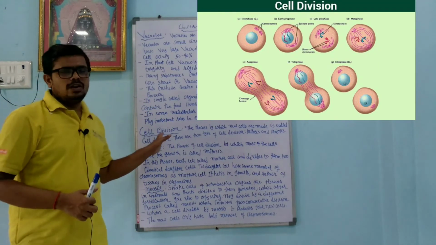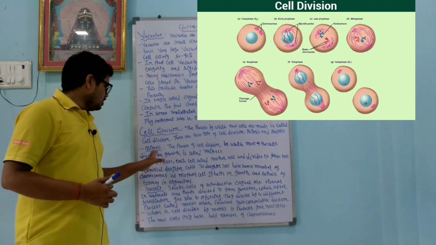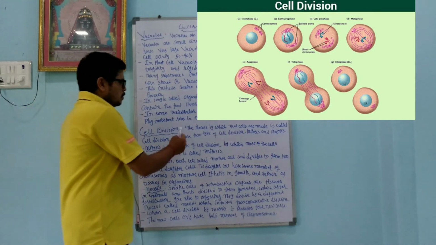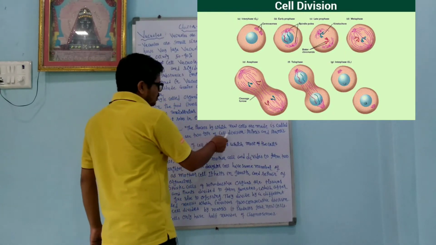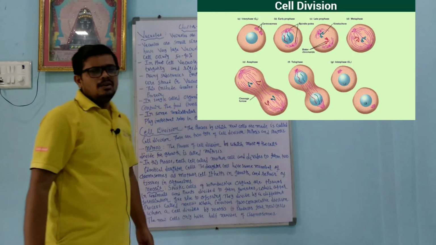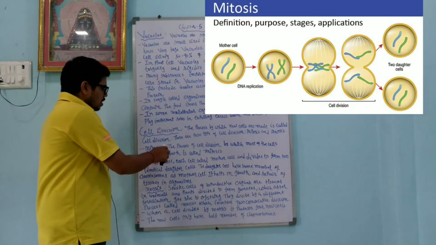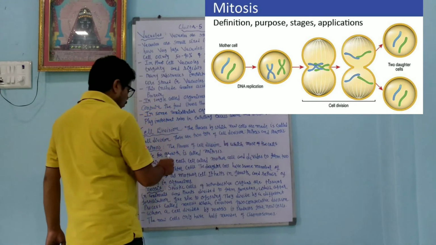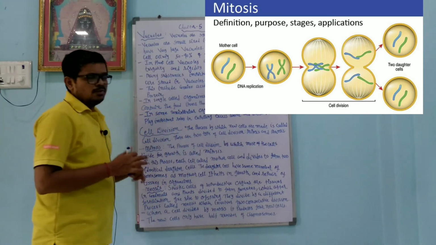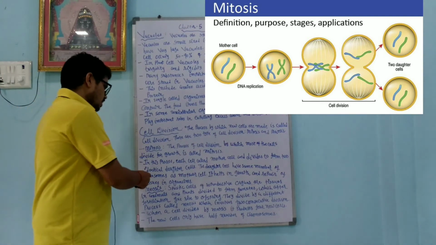Dear students, we are going to learn about cell division, and cell division is of two types. One is mitosis and the other is meiosis. The process by which new cells are made is called cell division. Mitosis: the process of cell division by which most cells divide for growth is called mitosis. For growth, if the cell is divided, then that is called mitosis.